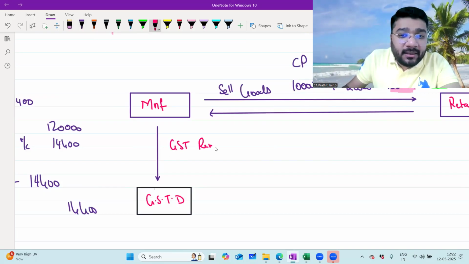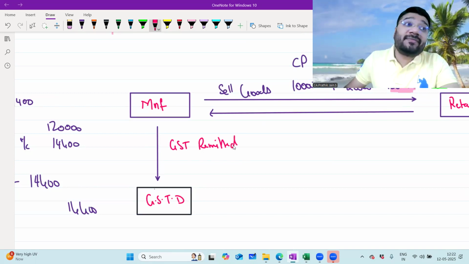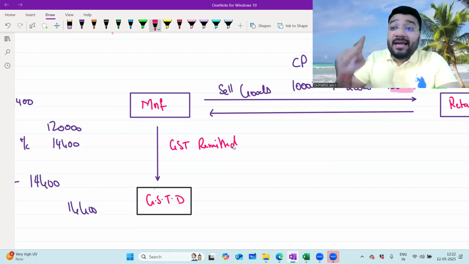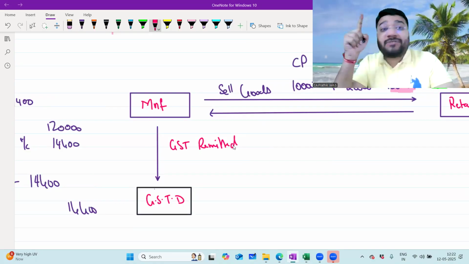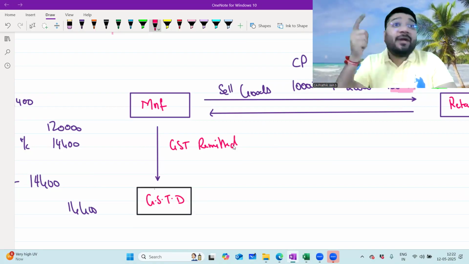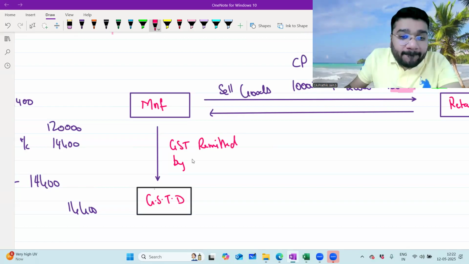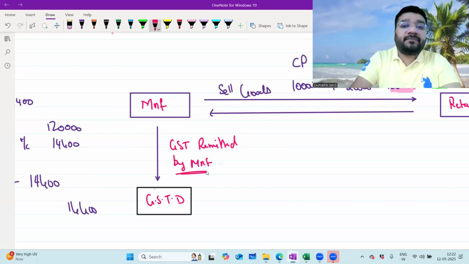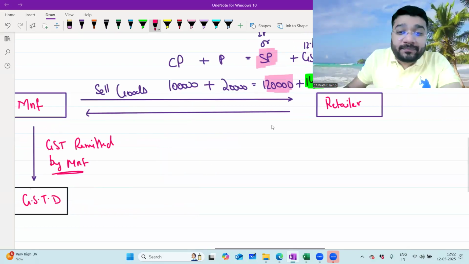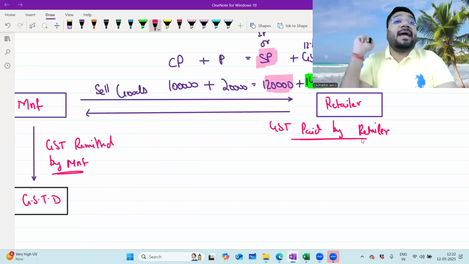GST remitted by manufacturer or paid by manufacturer. Who paid the GST here? As of now, the retailer paid, because for the manufacturer, the retailer is a customer. So he paid the GST. And who is the remitter of the GST? GST remitted by manufacturer. And GST paid by whom? GST paid by retailer. Now, this money that the retailer paid, he will require from the end customer in the future.